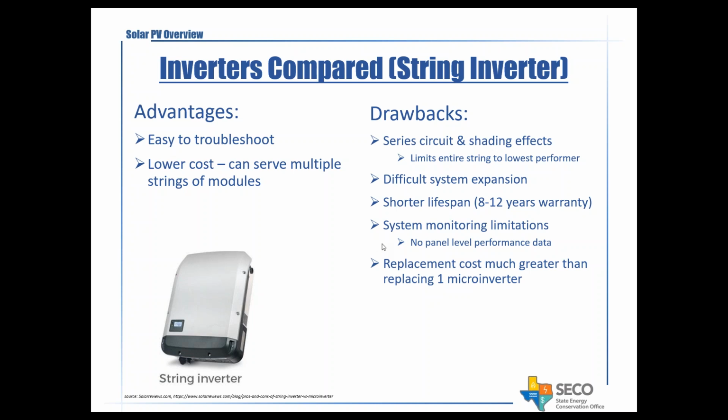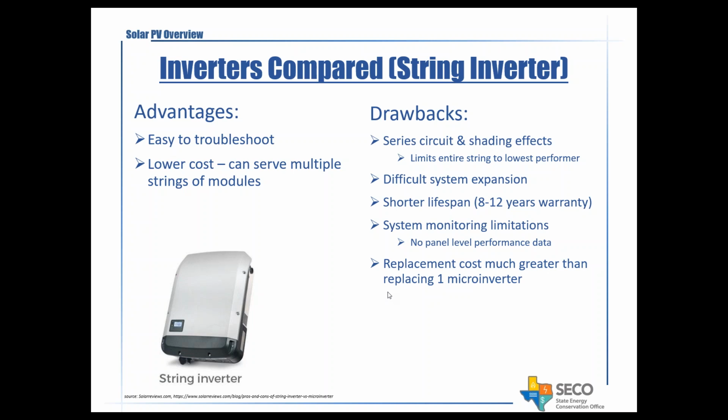So system monitoring limitations are another drawback. The string inverters will not be able to provide you with the panel level performance data. So on a microinverter, you'll be able to see the actual generation of each individual panel. But for a string inverter, you may only be able to see what the panel arrays or strings are generating, but not at the panel level. So you have a lower resolution of the performance data of your PV system.